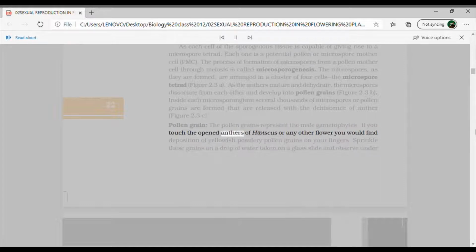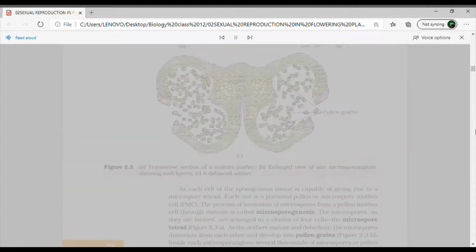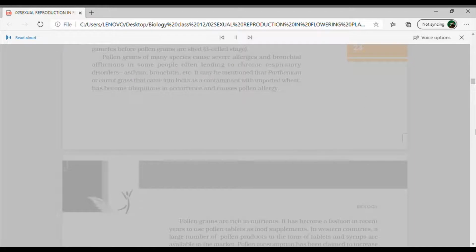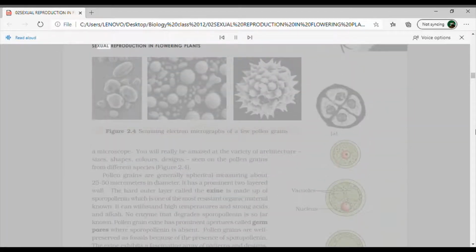If you touch the opened anthers of hibiscus, or any other flower, you would find deposition of yellowish powdery pollen grains on your fingers. Sprinkle these grains on a drop of water taken on a glass slide, and observe under a microscope. You will really be amazed at the variety of architecture, sizes, shapes, colors, designs, seen on the pollen grains from different species, figure 2.4. Figure 2.3, A, transverse section of a mature anther, B, enlarged view of one microsporangium showing wall layers, C, a dehisced anther.